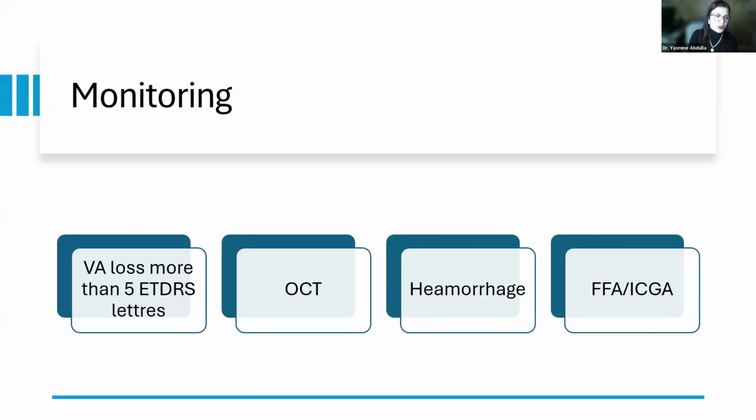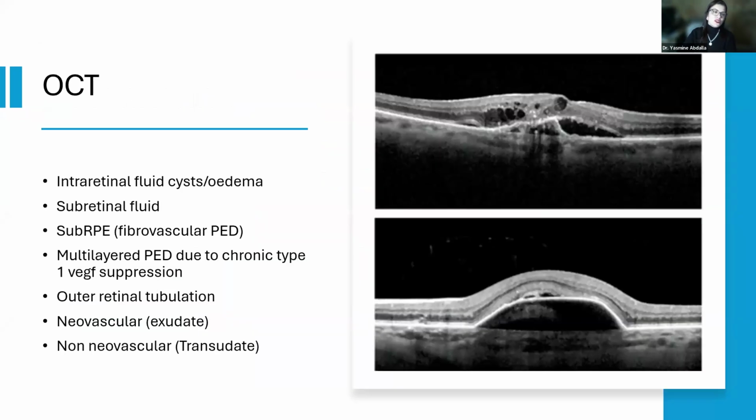Monitoring, we've got the visual loss, more than 5 ETDRS letters, OCT scans, hemorrhage, and FFA and ICGA that I've said are hardly used for monitoring nor diagnosis nowadays. So some OCT findings that we might find in wet or neovascular AMD: intraretinal fluid cysts, subretinal fluid. So this is the intraretinal cyst. This is subretinal fluid, sub-RPE fibrovascular PED, multi-layered PED. You can just about see a little bit there, in chronic type 1 with a lot of injections. So if you see patients who had many injections and if they've got chronic type 1, you might see this bilayered PED.